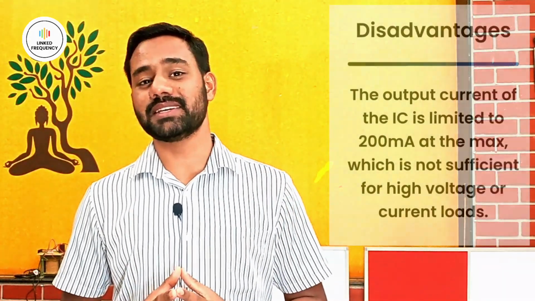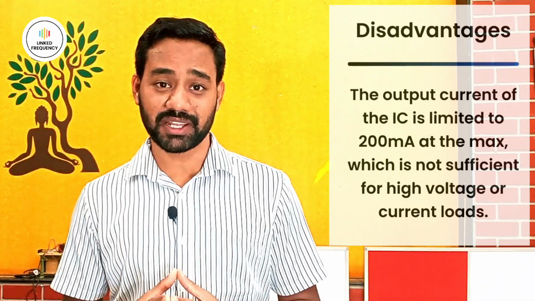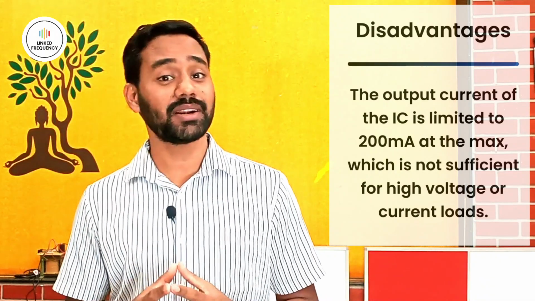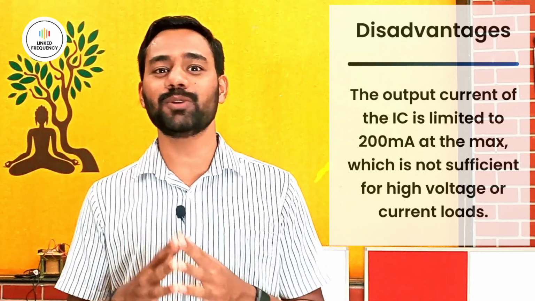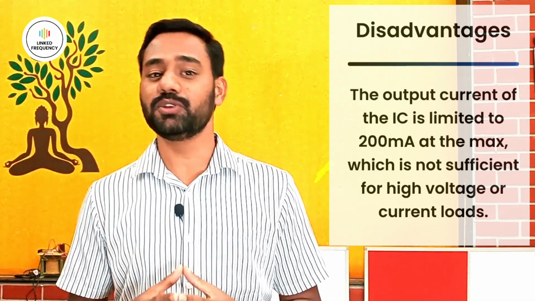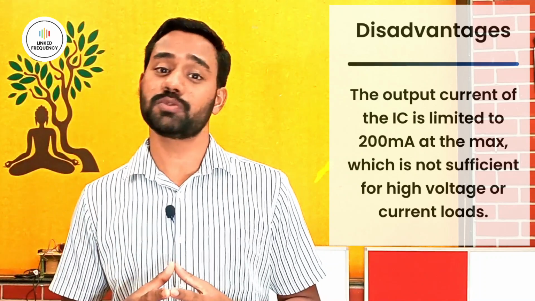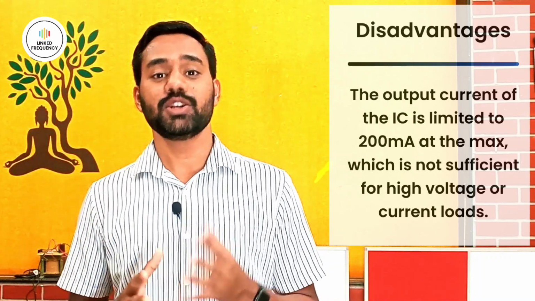Fourth disadvantage is the output current of this IC is a maximum of 200 milliampere, which makes it very difficult to use for driving high load current. That's why we need to use external drivers or switching devices at the output side to control high load capacity signals. That's how this IC has a couple of disadvantages compared to other timing circuits in electronic circuits.